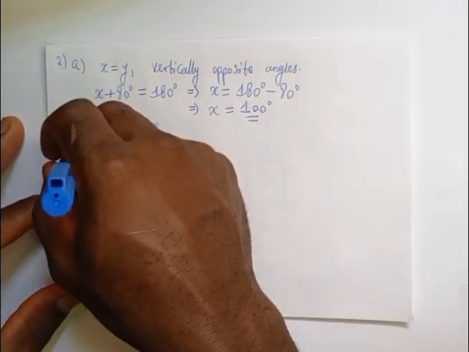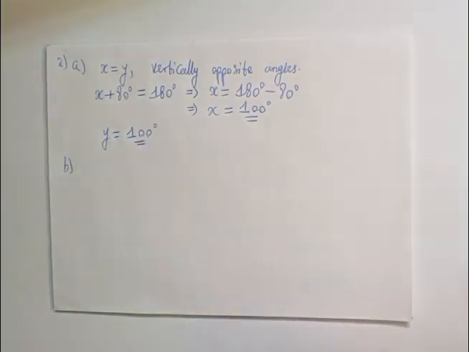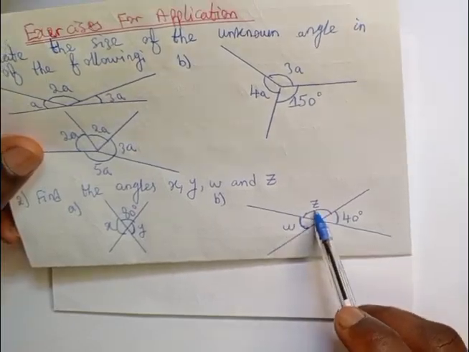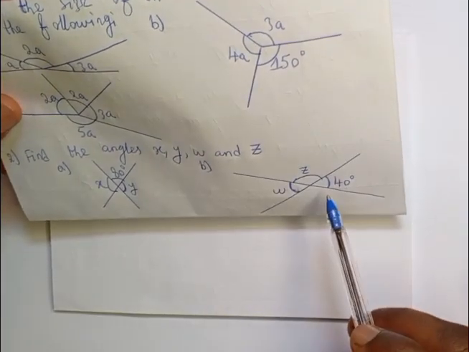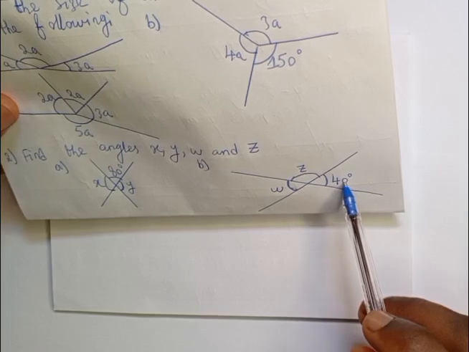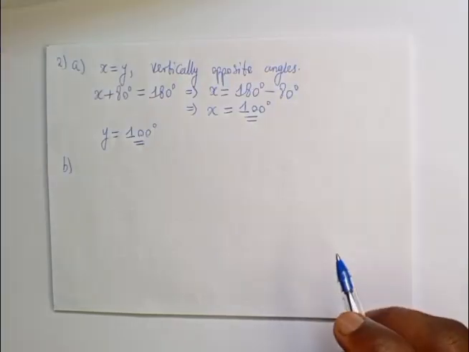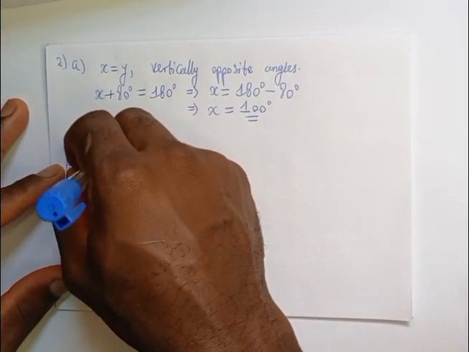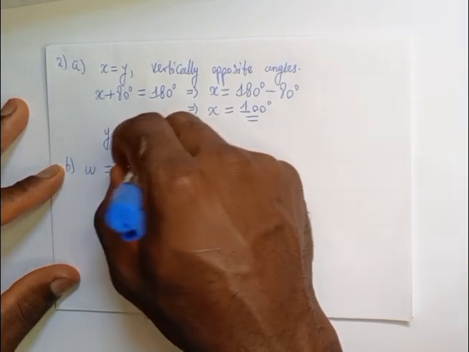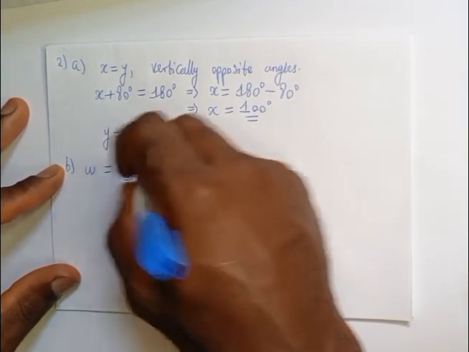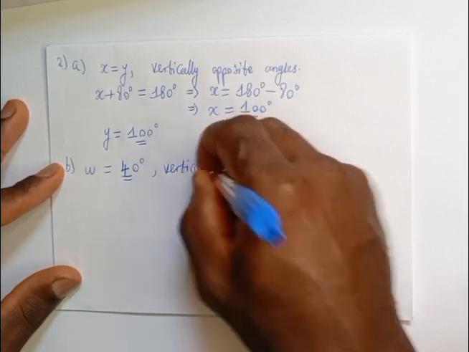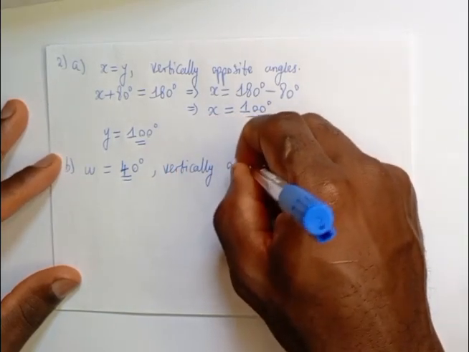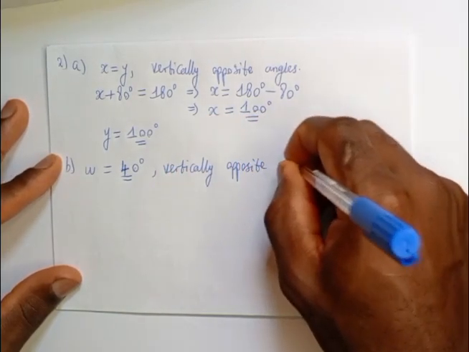We move now to question B. For question B, we have to find the angles W and Z. The angle W is vertically opposite to the angle 40 degrees. That means they are equal. Write this down. W is equal to 40 degrees, vertically opposite angles.